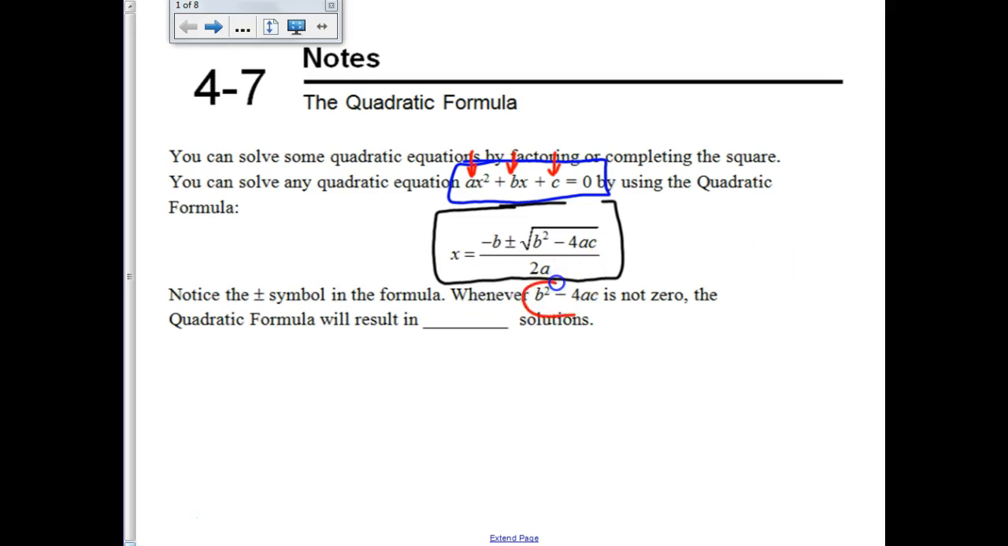So b squared minus 4ac, and you'll find that right inside the radical here, that's called the discriminant. It's a vocab word we're going to use quite a bit today. If your discriminant is something that's not 0, you're going to end up with two solutions every single time. So when we factored a quadratic equation, we often ended up with two solutions. When we square rooted, we ended up with two solutions. When we completed the square, we ended up with two solutions.